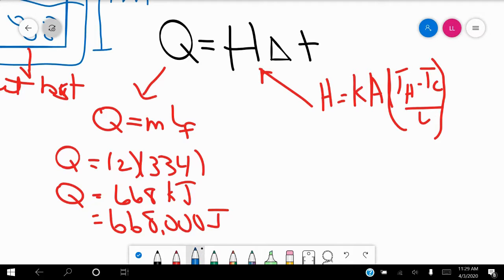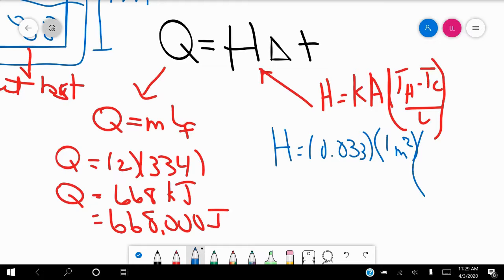Now we go over to the thermal conductivity equation. So we get H equals k, which is 0.033, and that's a known value for styrofoam. The area is 1 square meter. And then we just do our temperature. They tell us that it's 40 degrees outside, and that the temperature inside the cooler, the ice, is 0 degrees. These you do have to convert to kelvin, so 313 and 273.